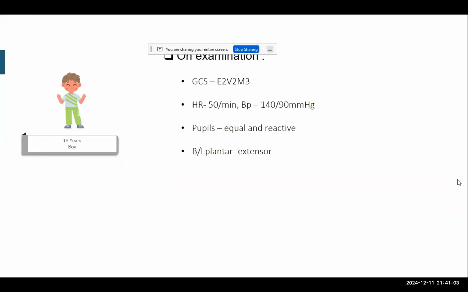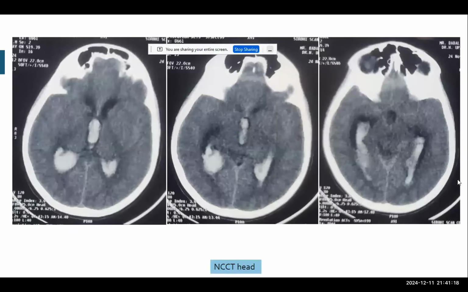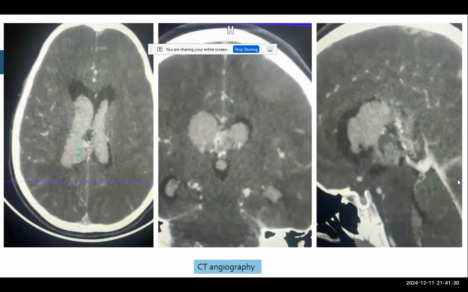In our emergency, the child had a GCS of around E2 V2 M3 with features of raised intracranial pressure. The child was immediately intubated and supportive care and raised ICP measures were given. Considering his past history and features of raised ICP, an emergency NCCT head was done, which showed hyperdensity in the bilateral ventricles, suggestive of intraventricular hemorrhage and obstructive hydrocephalus, for which we did a CT angiogram in the same setting, which showed a nidus with abnormal vascular channels, as you can see here, in the choroidal region.